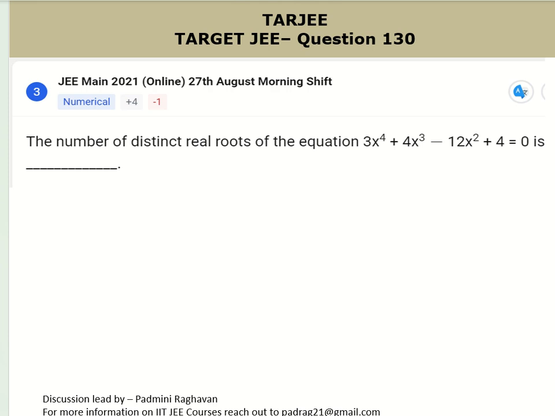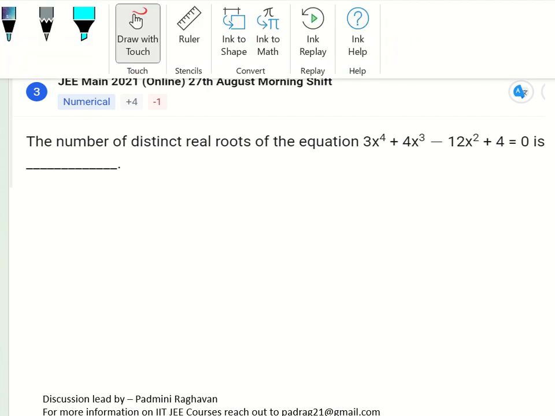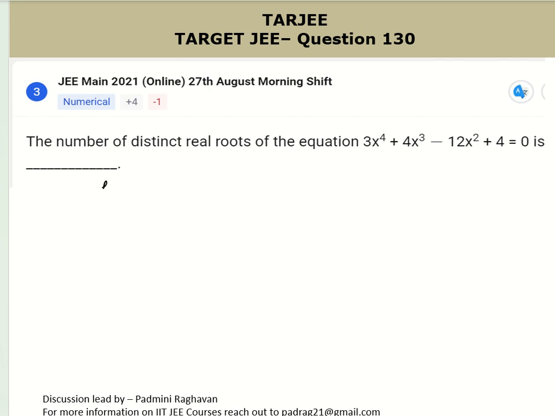In continuation with application of derivatives, let's have a look at another question where differential calculus is going to be helpful in understanding the number of roots of a polynomial. The question is: the number of distinct real roots of the equation 3x⁴ + 4x³ − 12x² + 4 = 0. So we don't know how many roots it will have. We don't know how to factorize this. So let us use differential calculus here.